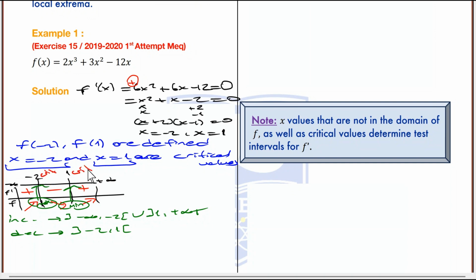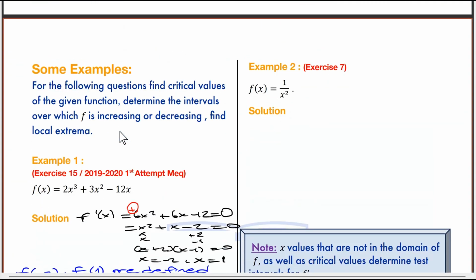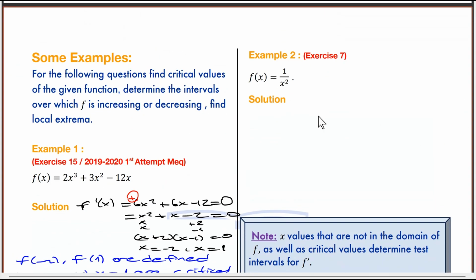Otherwise, we can talk about local extrema. Okay, this was the first question. Second question, another type of question, another type of function. This is a rational function.